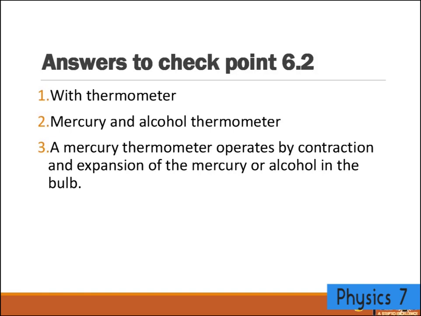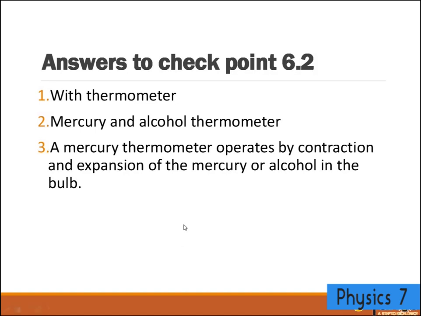The final checkpoint question here was explain how a mercury thermometer functions, and then draw a diagram of the thermometer and label it. Well, a mercury thermometer operates by contraction and expansion of the mercury or the alcohol in the bulb. So as the temperature increases, the mercury or alcohol in the bulb will begin to expand. And so what you'll see in terms of the thermometer is that the liquid appears to be expanding and moving as the temperature increases.